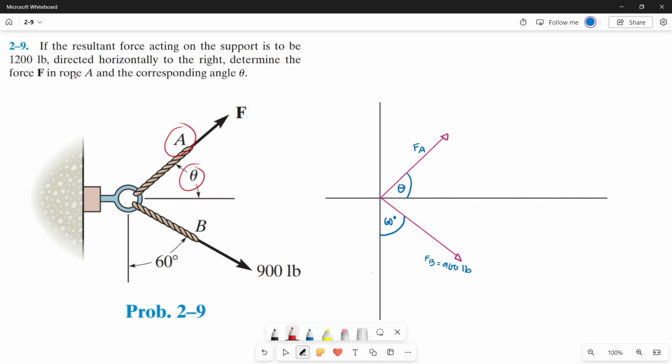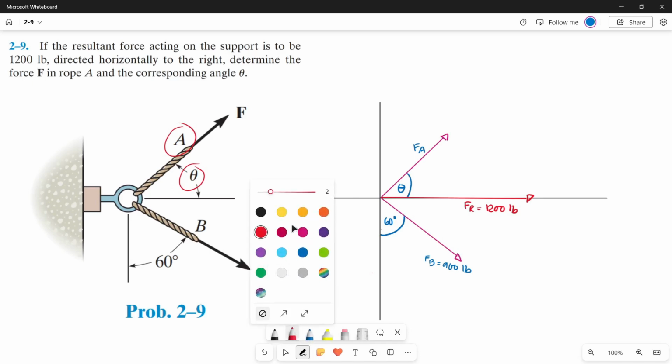And let's remember guys that in the question it states that the resultant force acting on the support is to be 1,200 pounds directed horizontally to the right. What that means guys is that our resultant force must be along our x axis since it is directed horizontally to the right. So it will look like this guys. So this is our resultant force, that is 1,200 pounds.